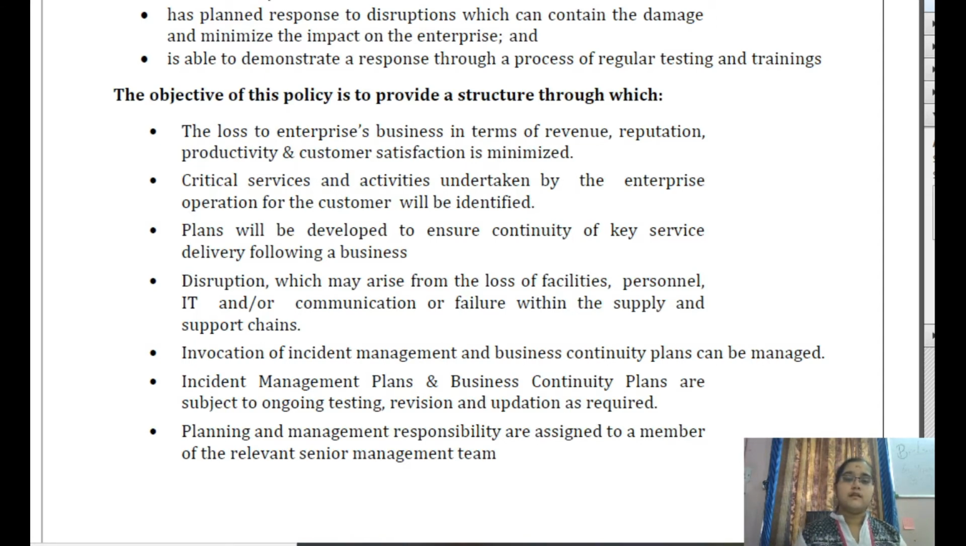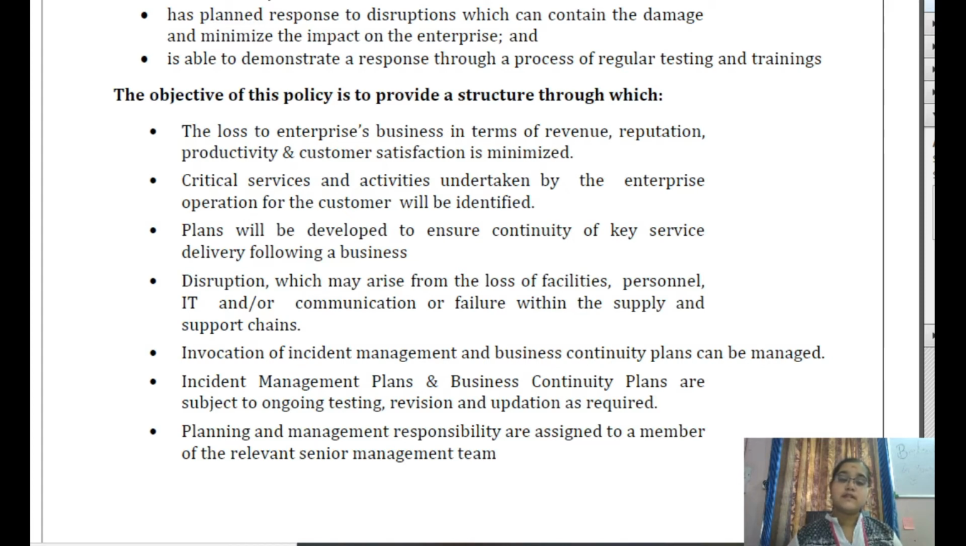Then a plan must be developed to ensure continuity of the key business services following a disruption, and it may include the loss of facilities, personnel, IT, and communication lines, also failure within the supply support chain. Therefore, the plan must be developed to ensure the continuity of key services following the business disruption.